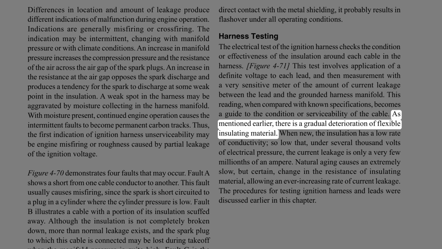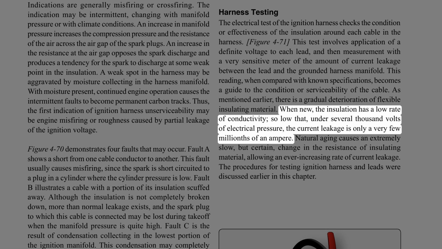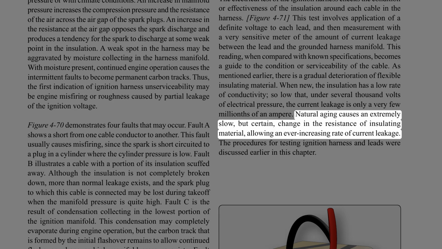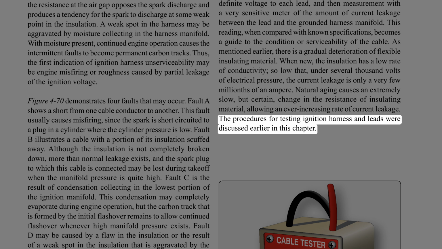As mentioned earlier, there is a gradual deterioration of flexible insulating material. When new, the insulation has a low rate of conductivity, so low that, under several thousand volts of electrical pressure, the current leakage is only a very few millionths of an ampere. Natural aging causes an extremely slow, but certain, change in the resistance of insulating material, allowing an ever-increasing rate of current leakage. The procedures for testing ignition harness and leads were discussed earlier in this chapter.